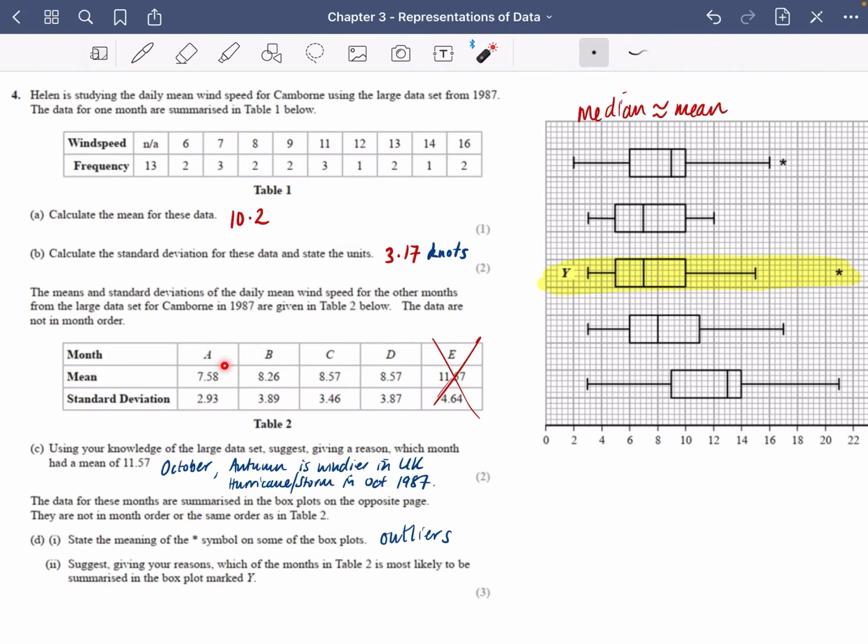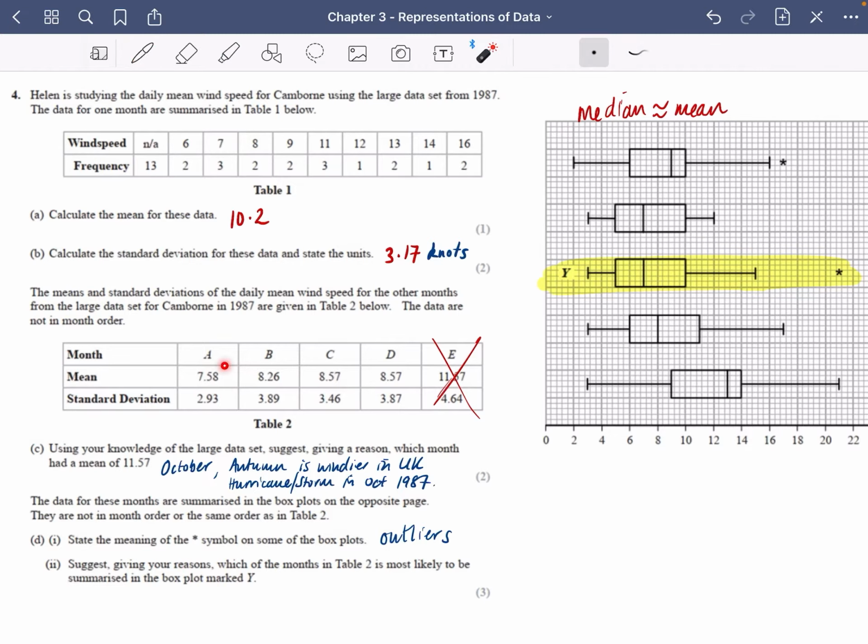I now want to have a think about the standard deviation. Now remember, the standard deviation is how spread out the data is, or what kind of range it's got. And if we have a look at, say, this box plot, this one's got a really small range overall, and it doesn't have any outliers.